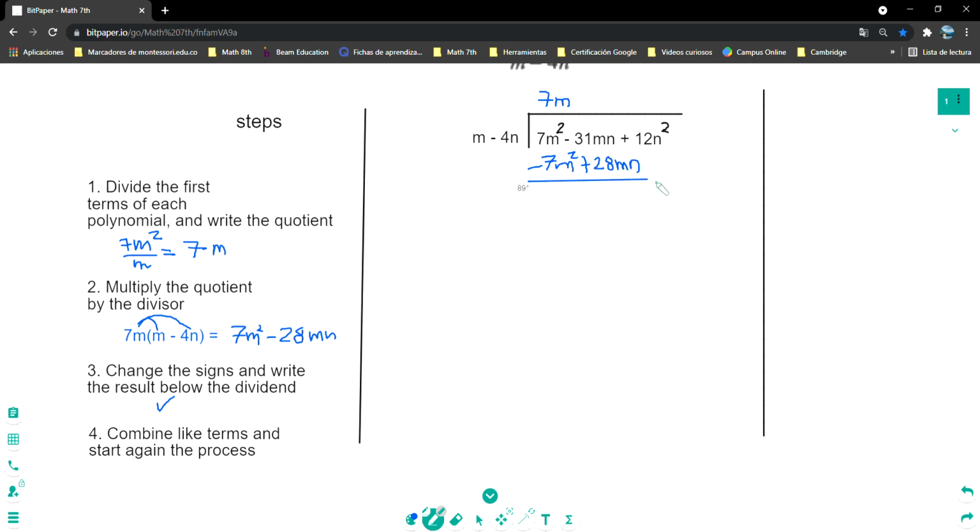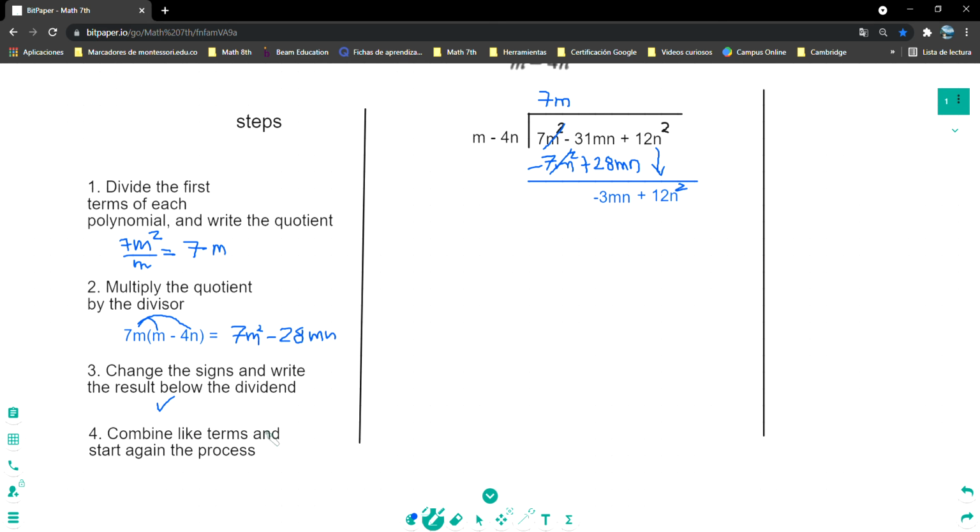So we are going to write the line to start with the remainder. Here we start solving the operation. We can simplify 7m squared and minus 7m squared. There will be 0. They will be cancelled. Then we have minus 31 plus 28, which is minus 3mn. They are the like terms with two variables. So it's the same process. We have minus 3mn, and here we have a term which is alone. We bring it down, so that will be plus 12n squared.